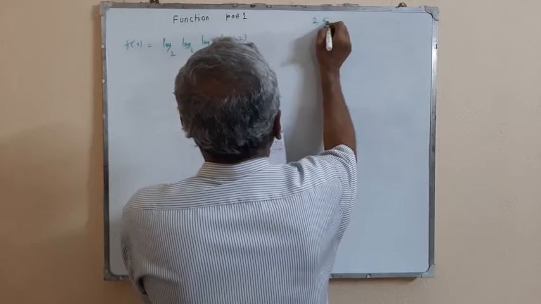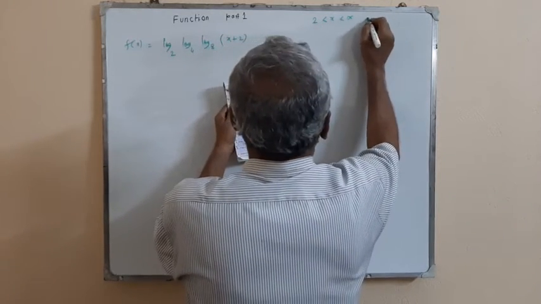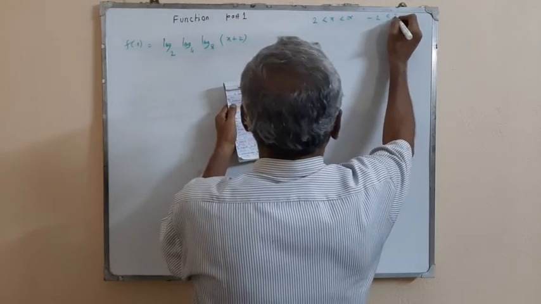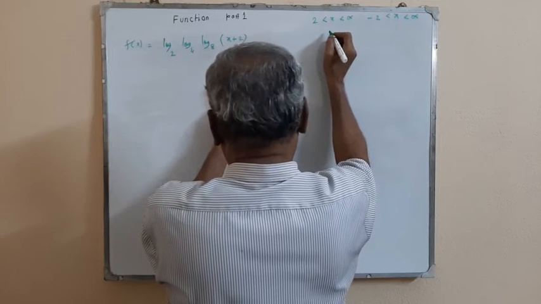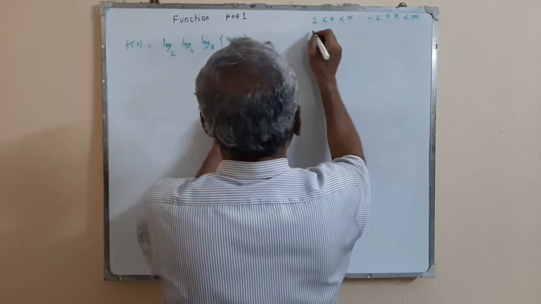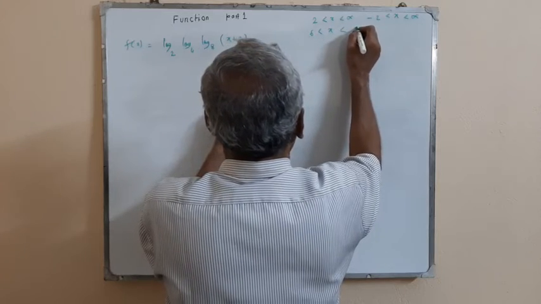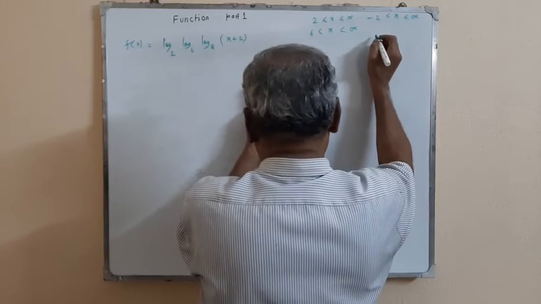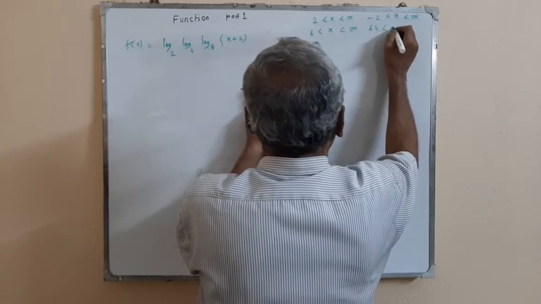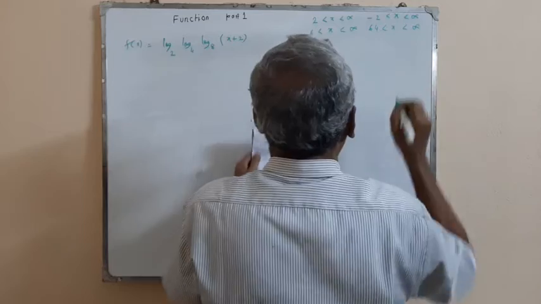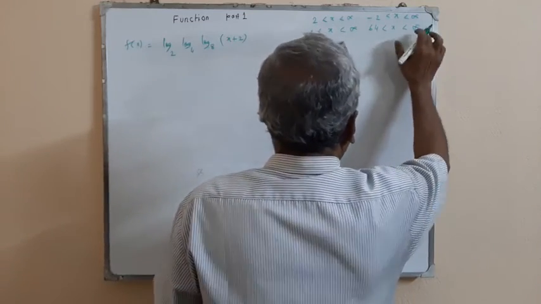2 less than x less than infinity; minus 2 less than x less than infinity; number 3, 6 less than x less than infinity; and number 4 is 64 less than x less than infinity. It means the value of x should be greater than 64 and finite.